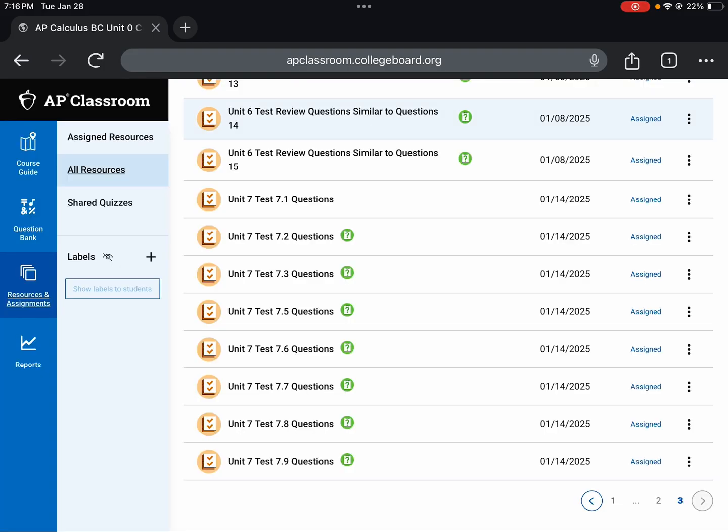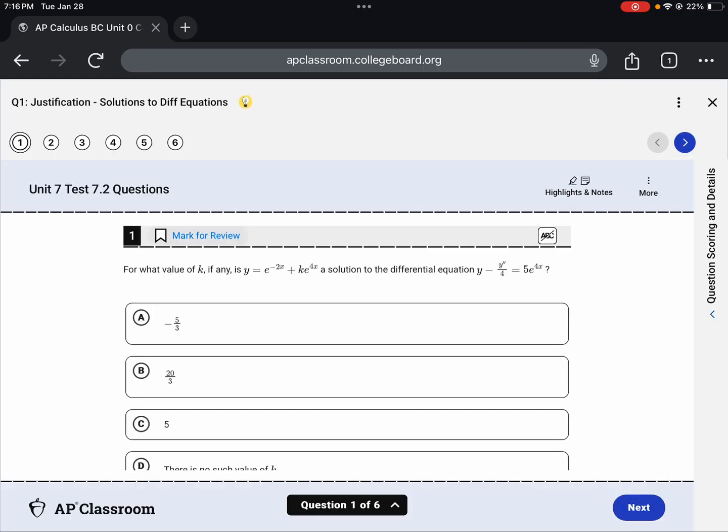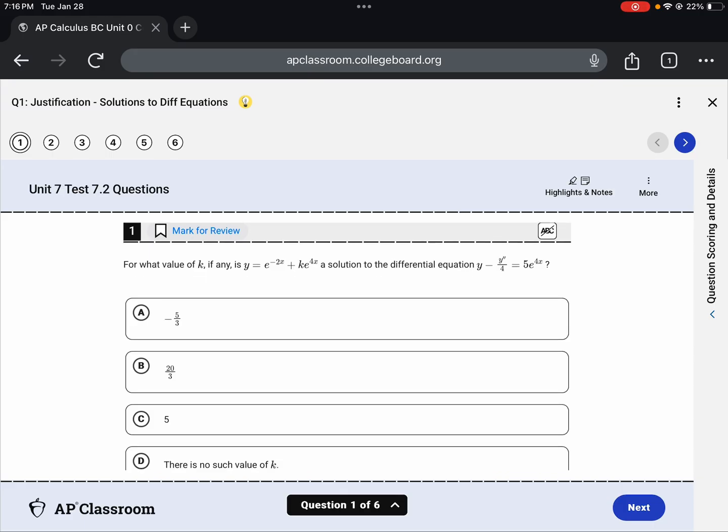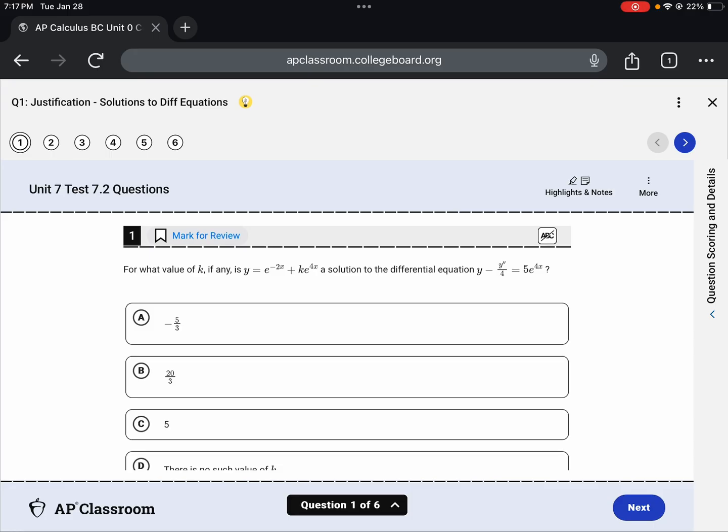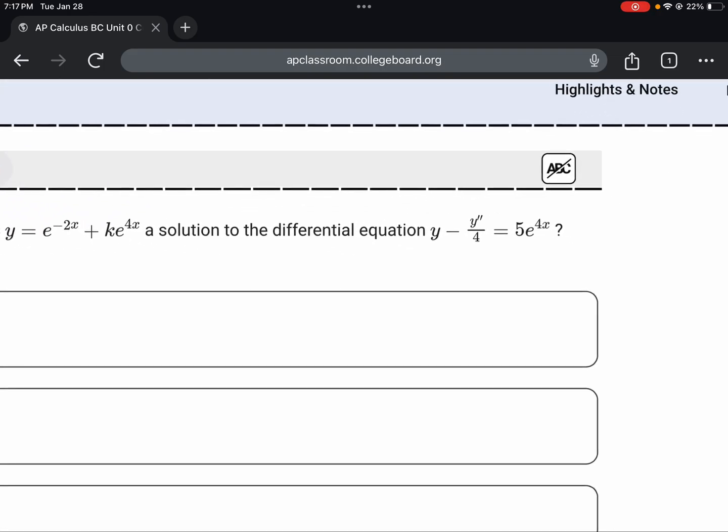For 7.2, this is verifying solutions to differential equations. Let's see what we have here. A lot of these are kind of tedious work, to be honest, which I know isn't really great, but it happens. So it might just come down to having to check a couple of times. I think 1 would be a good one to study. Solve for K. So you'd have to plug in something for Y, and you have to plug in something for Y double prime.